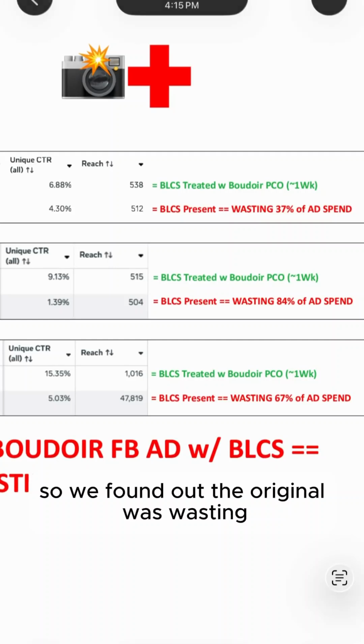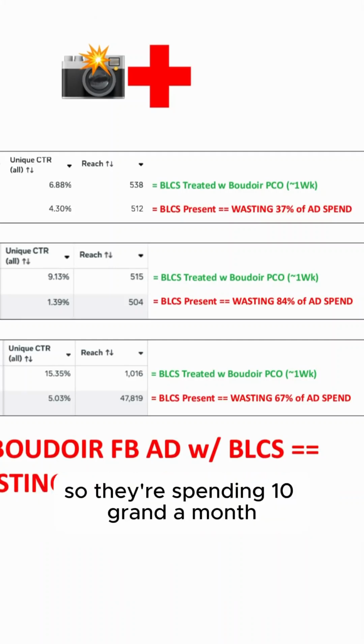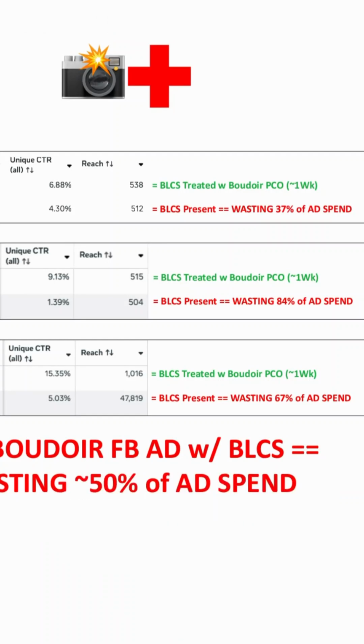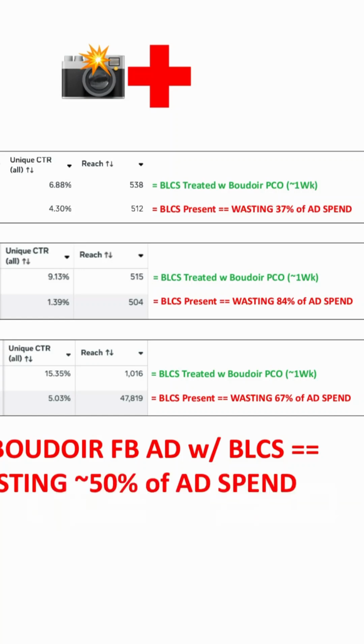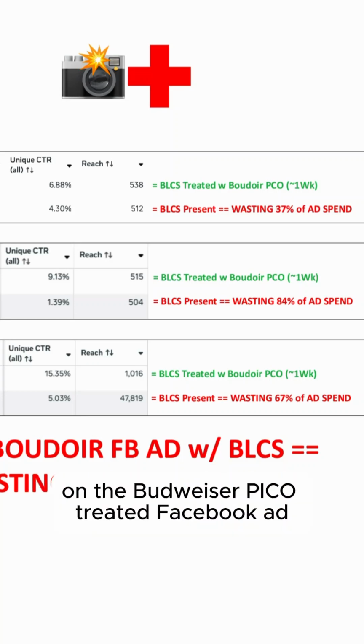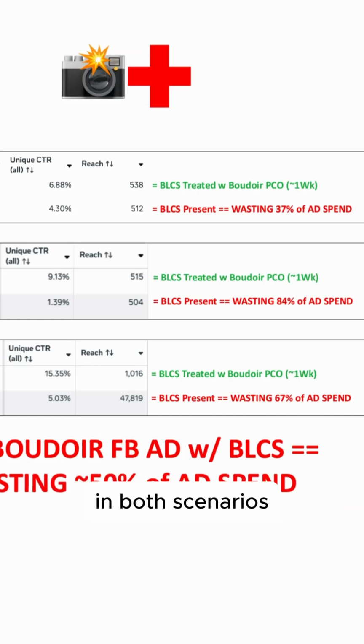So we found out the original was wasting 84% of its ad spend. So they're spending 10 grand a month on the original Boudoir Facebook ad. Now they only need to spend $1,600, 1.6 grand a month on the Boudoir Pico treated Facebook ad to get their ad into the same number of women's brains in both scenarios.